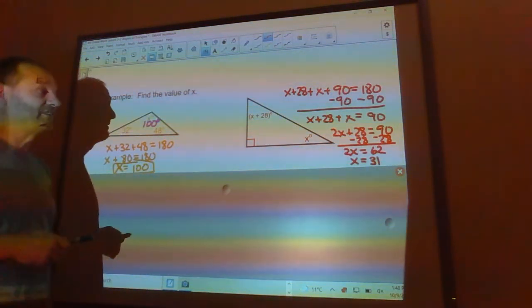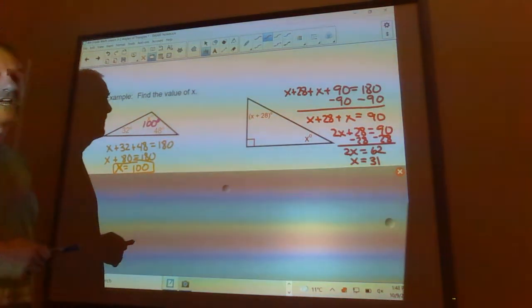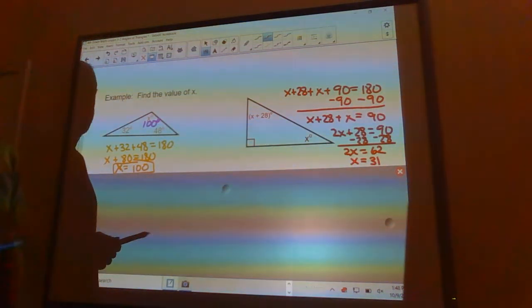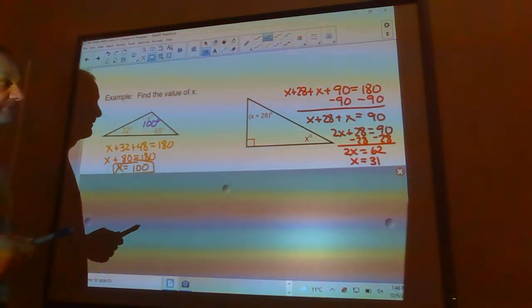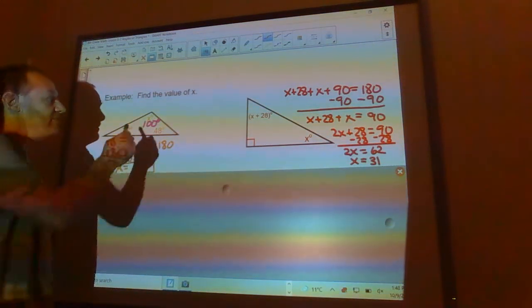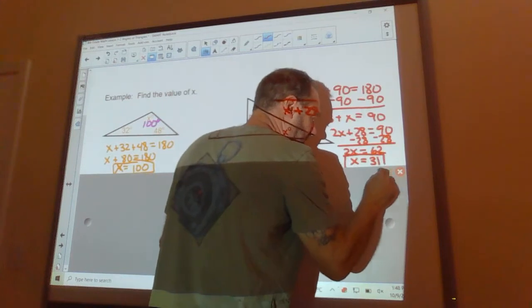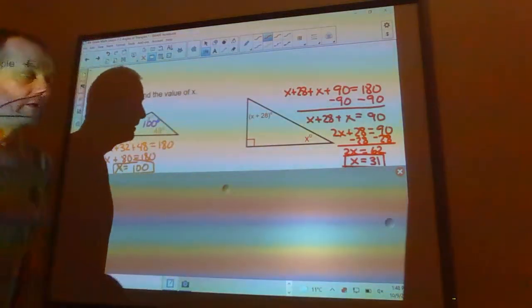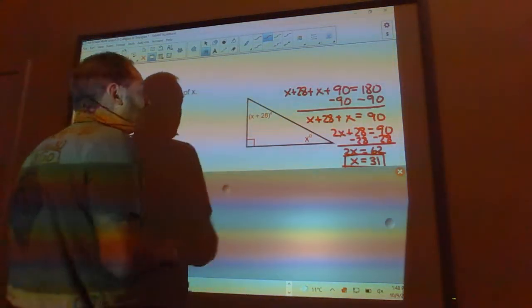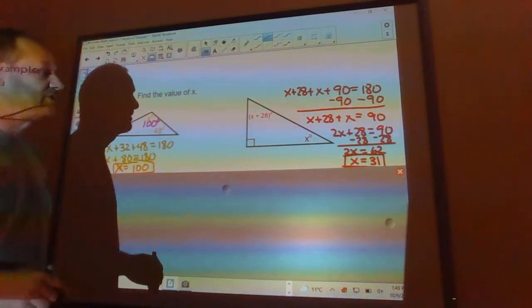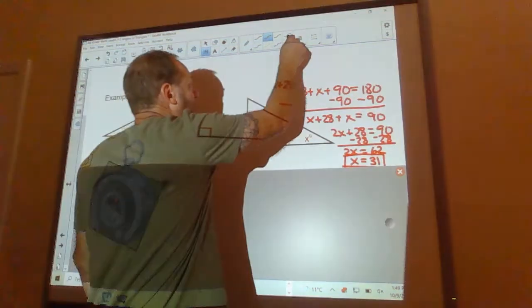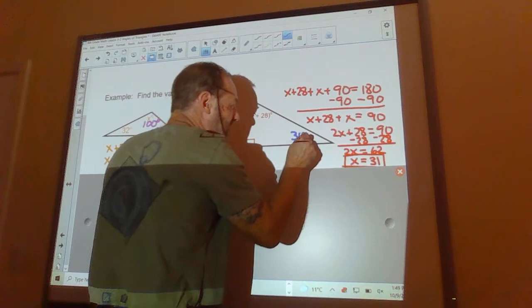You can say, hey, what's the value of x? Or you can say, how much are the angles? Those are different things, okay? This says find the value of x, so you're done. You found x, it's 31, game over, you win, okay? Now, if it had said, hey, find the measures of the angles, well, you would have got this one right here, because that one is 31.